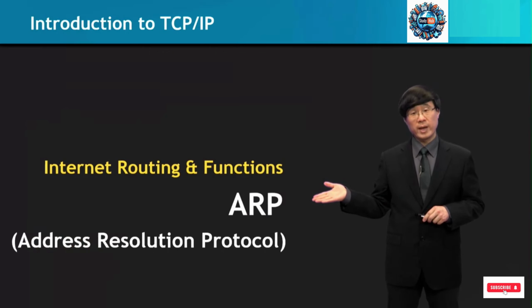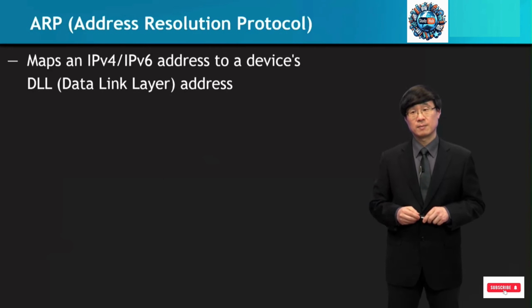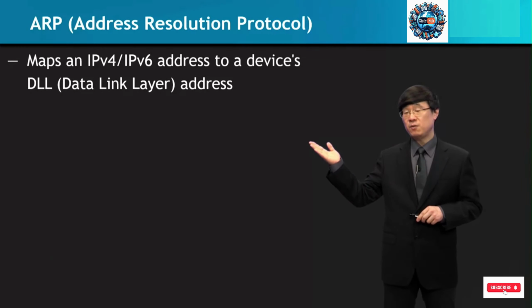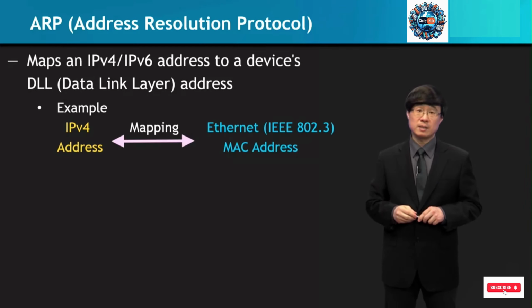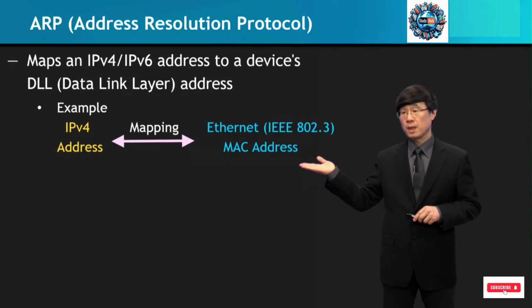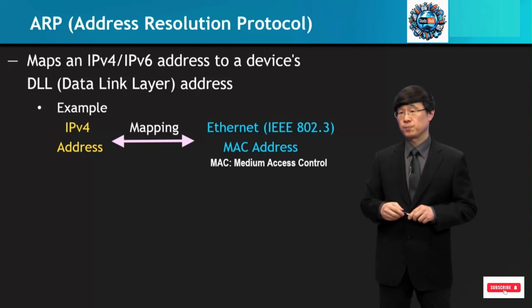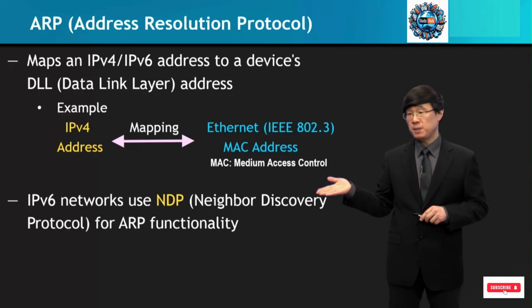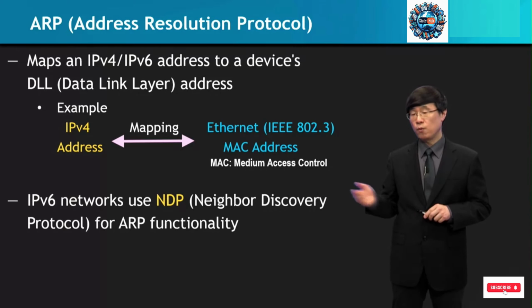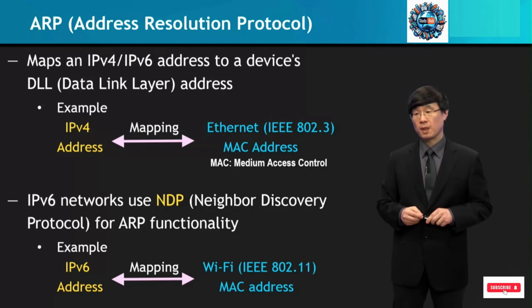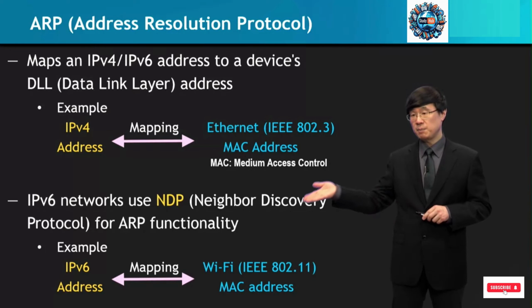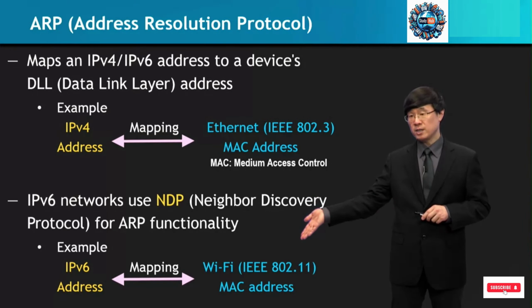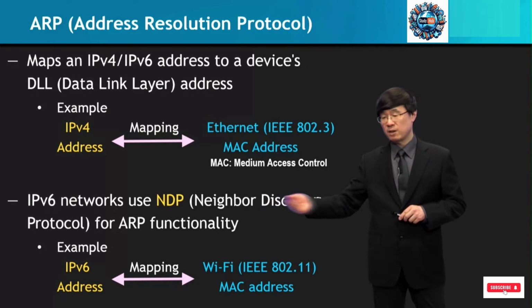Address Resolution Protocol, ARP. ARP maps an IPv4 or IPv6 address to a device's data link layer address. For example, an Ethernet MAC address can be mapped to an IPv4 address. IPv6 uses NDP, which is Neighbor Discovery Protocol, for ARP functionality. So, for example, NDP can be used for a Wi-Fi MAC address to be mapped to an IPv6 address.